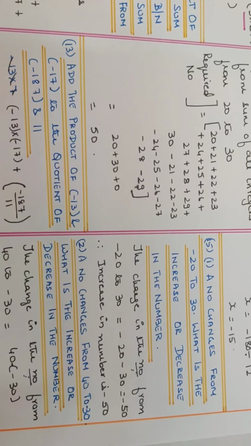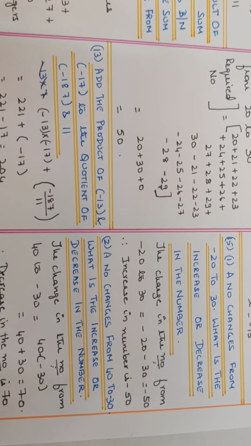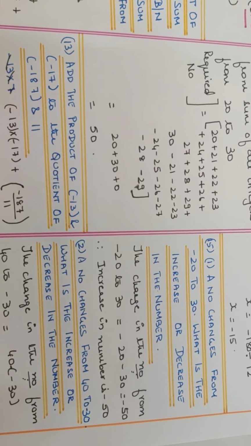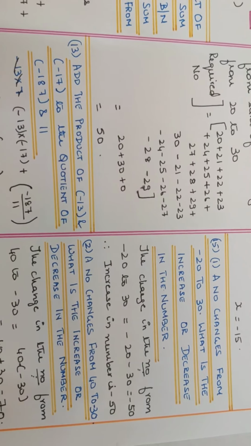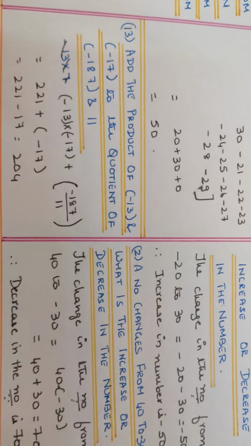The 15th sum says a number changes from minus 20 to 30. What is the increase or decrease in number? The change in the number from minus 20 to 30 is 30 minus of minus 20, that is 50. Therefore, since it is a positive number, there is an increase in the number of 50.